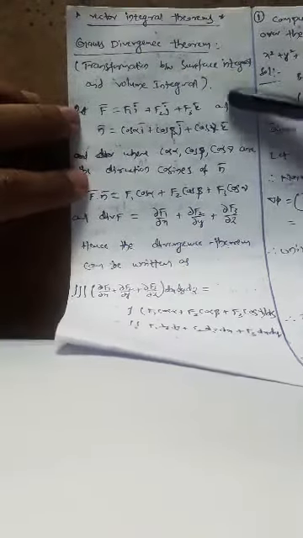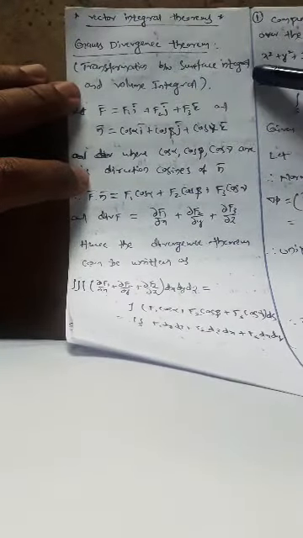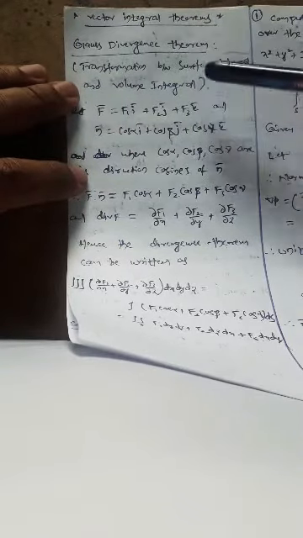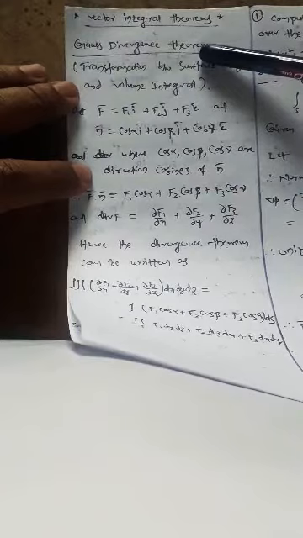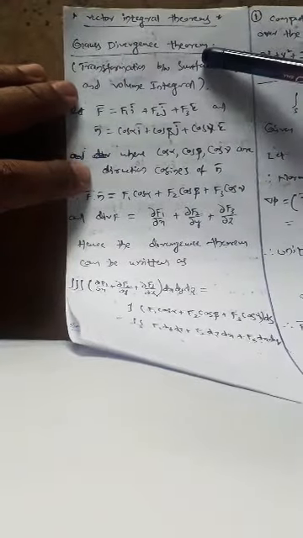In Unit 5, Vector Integration, we have the last three units, that is, the vector integral theorems. The first one is the Gauss divergence theorem, which is the transformation between surface integral and volume integral. We have already done surface integral and volume integral before. The combination of these two is called the Gauss divergence theorem.